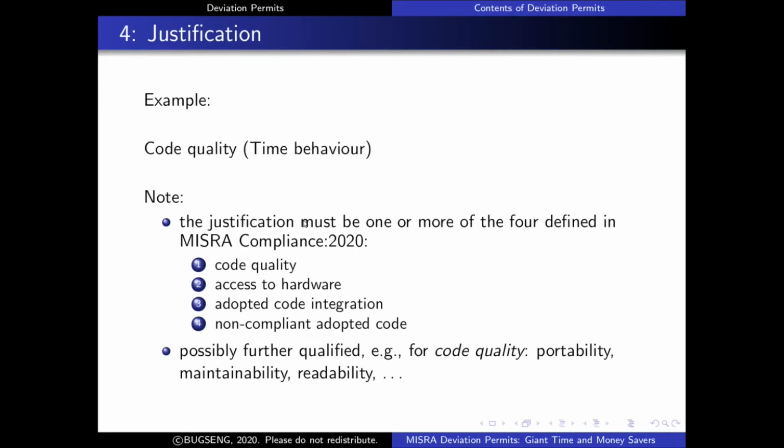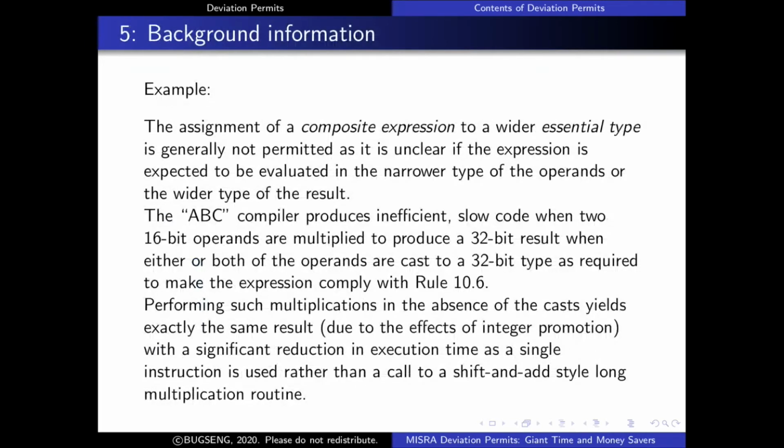So a reminder, the justification must be one of the four that we have been illustrating before. So code quality, access to hardware, adopted code integration, non-compliant adopted code. So in this case, it is code quality. And this may be further qualified by, for example, one of the commonly recognized attributes of code quality. So here we have time behavior, but we could have had portability, maintainability, readability, testability, reusability. Okay, and the background information is the long explanation of the fact that this compiler produces inefficient code when compiling multiplication operations that comply to the rule, and so this is the reason why we want to apply this permit.